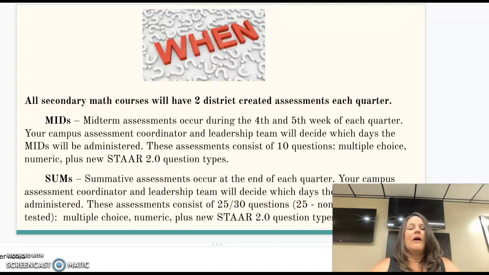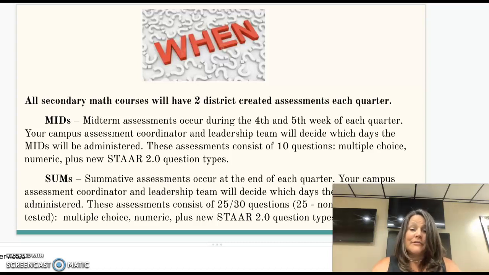The when. All secondary math courses will have 2 district-created assessments each quarter. Mids, or midterm assessments, occur during the 4th or 5th week of each quarter. Your campus assessment coordinator and leadership team will decide which days the mids will be administered. These assessments consist of 10 questions, multiple choice, numeric, plus the new STAR 2.0 question types.